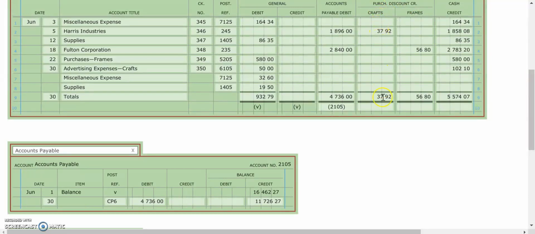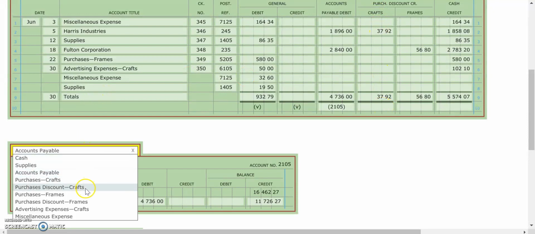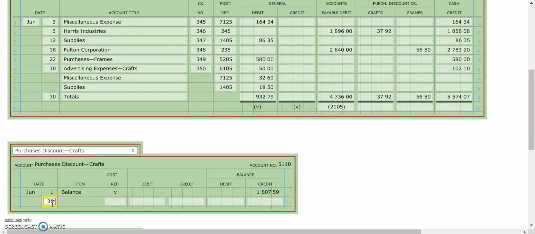So our next one is purchases discounts on crafts. So we find purchases discount for crafts. We put the 30th in, CP6, oops, get that backwards. Again, it is a credit for $37.92. And since this is a contra account of purchases, it has a normal credit balance. So we're just going to add these two together. And we get $1,845.51. And our account number is 5,110.